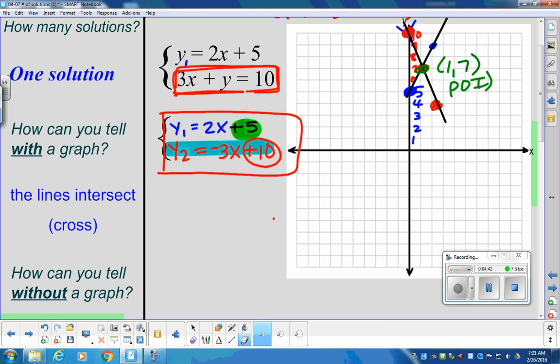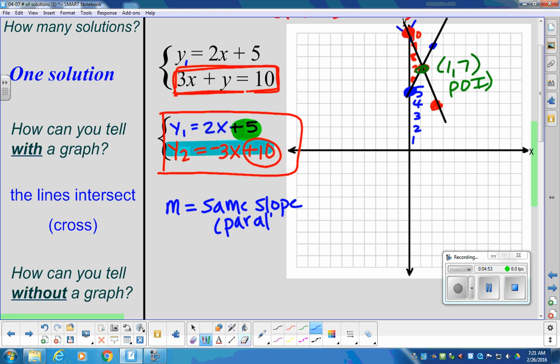Well, you look at two things. You look at their slope. If it's the same slope, you're parallel. That means they're growing at the same rate. They don't have the same slope, so we'd say our slope is different. So they're not parallel. So they should hit for sure.